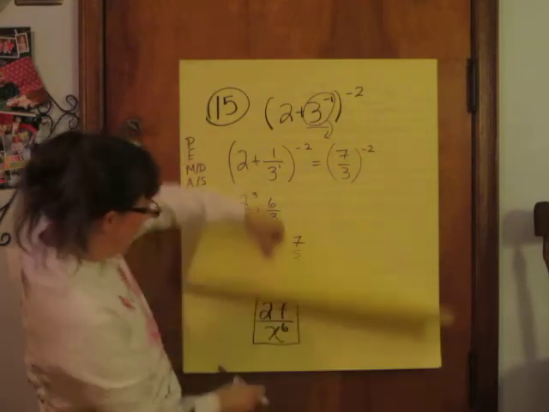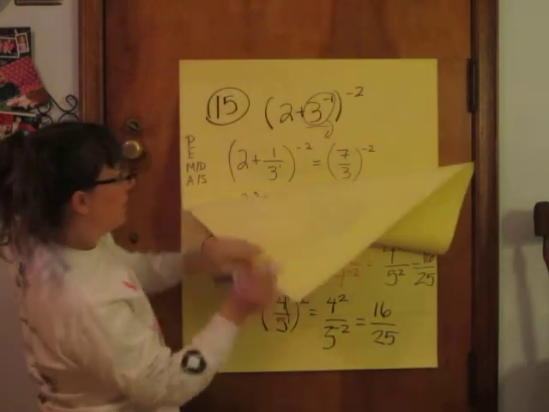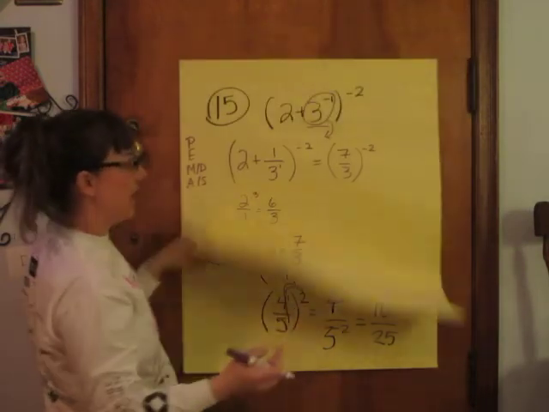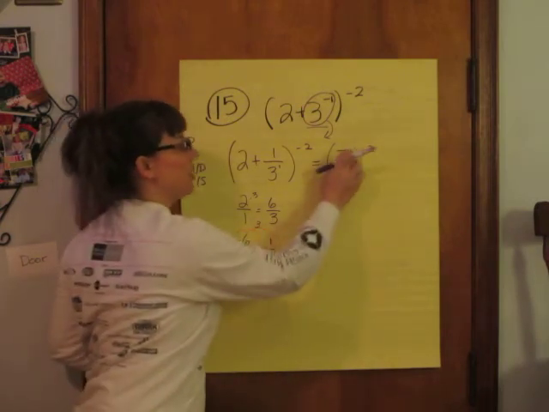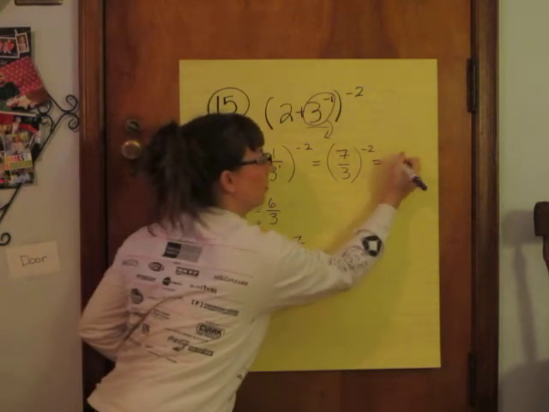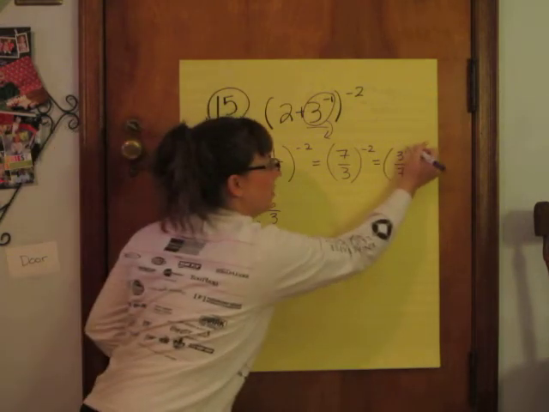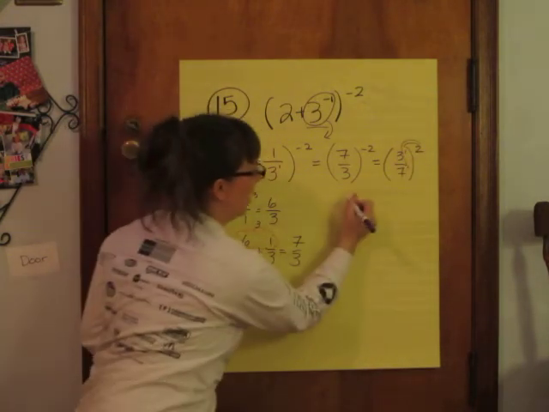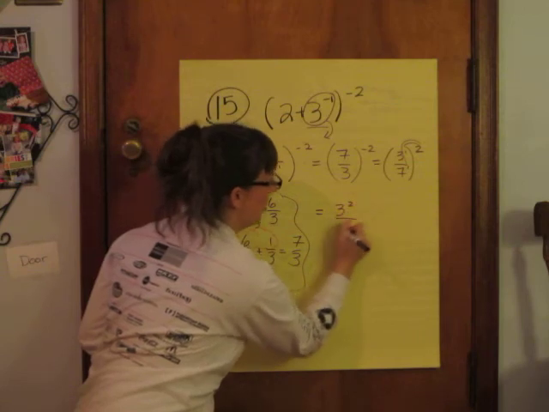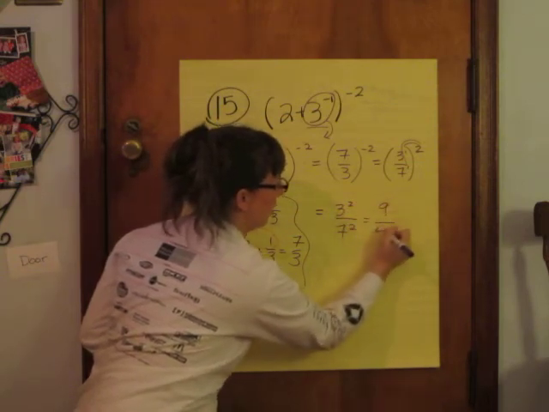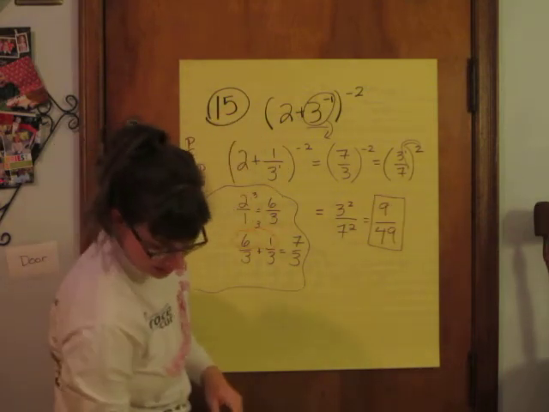Hey, we did a problem like that, didn't we? Let me flip back through. Doesn't that look very similar? 7/3 to the negative second, 5/4 to the negative second, same idea. Let's try it the other way this time. What we did the first time was we distributed and then we flipped. Let's go ahead and flip and take that negative away. Now all we're going to do is distribute that 2 on in. This is my scratch work, so then we get 3 squared over 7 squared, and 3 squared is 9, over 7 squared is 49, cannot reduce, so that is our answer.